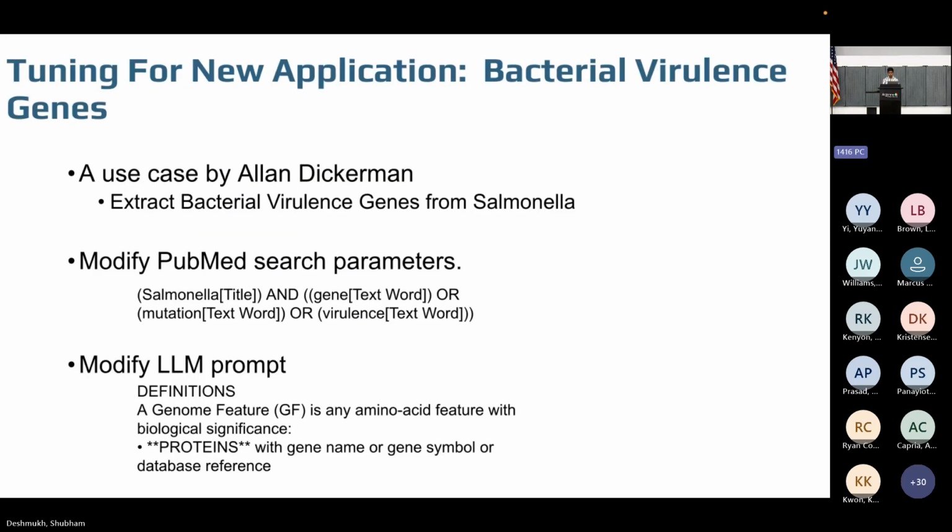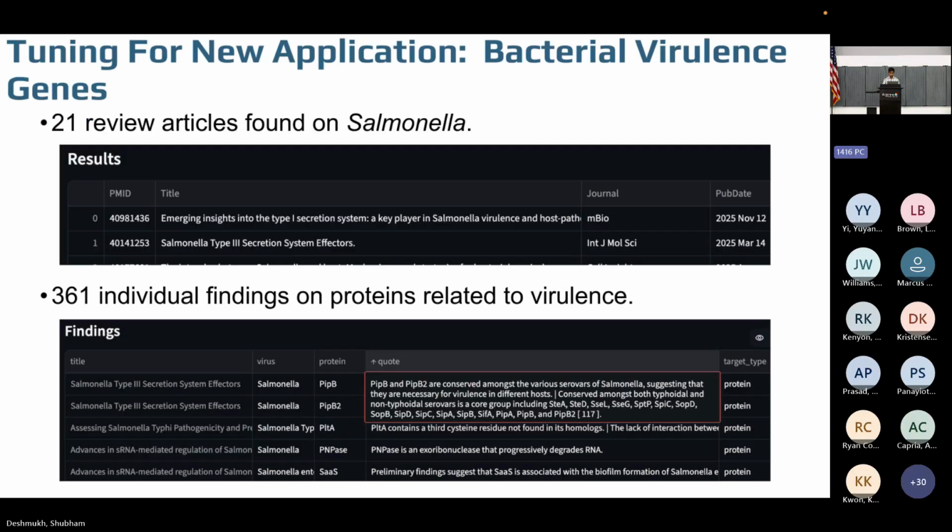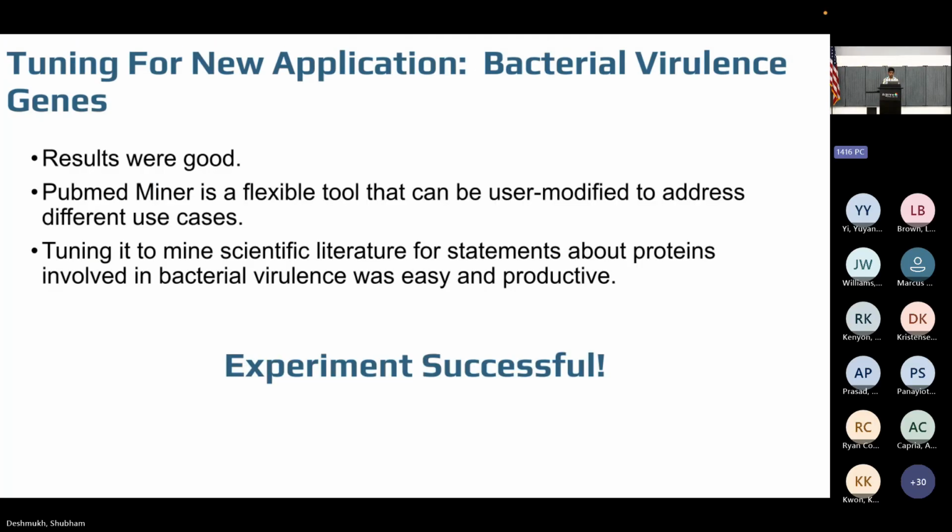One new use case that we tried was with Alan. He used it for his bacterial virulence genes for Salmonella. This is the PubMed search that we did with the modified LLM prompt. He wanted all the papers other than the review papers, and we integrated that change. Overall, the results were good. The PubMed Miner app was flexible for his use case, so that was a success, and it was able to mine the scientifically important mutations that he required.